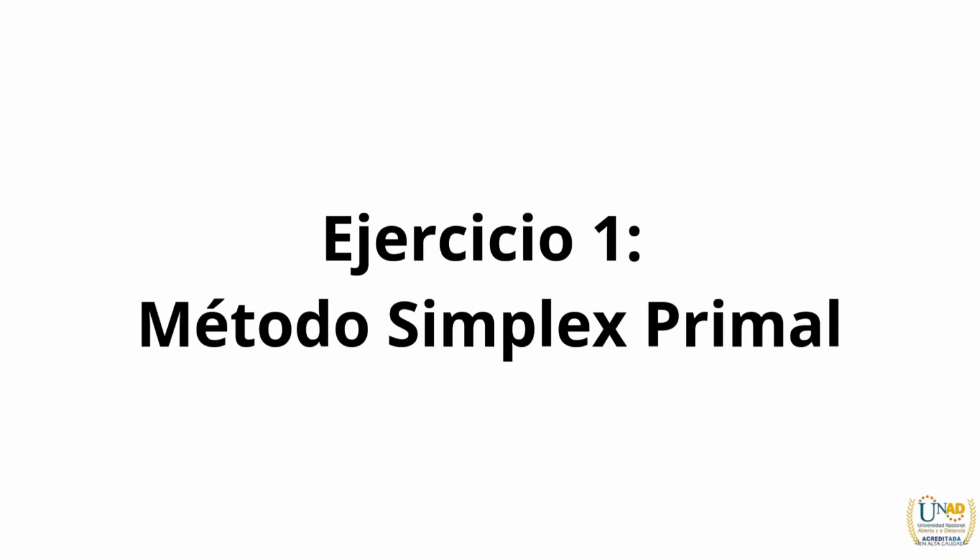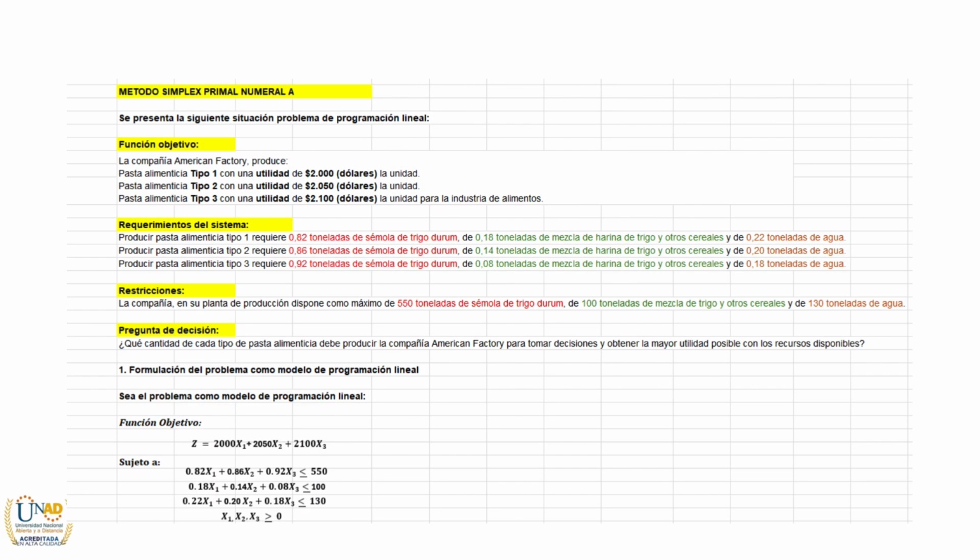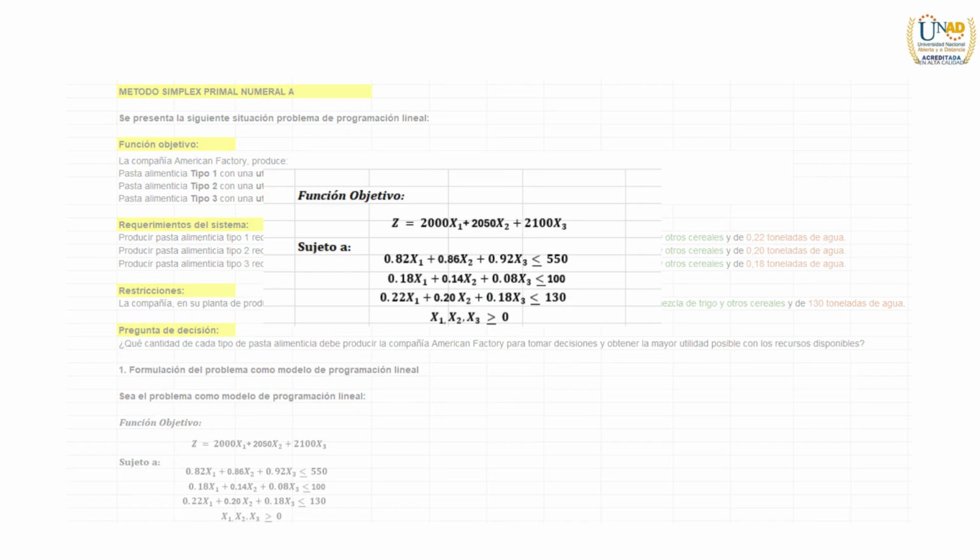Exercise 1, Primal Simplex Method, Problem Statement, and Mathematical Formulation. American Factory is engaged in the production of food pasta. The linear programming model aims to maximize the profit derived from production, subject to constraints related to the availability of inputs and the plant's operational capacity.